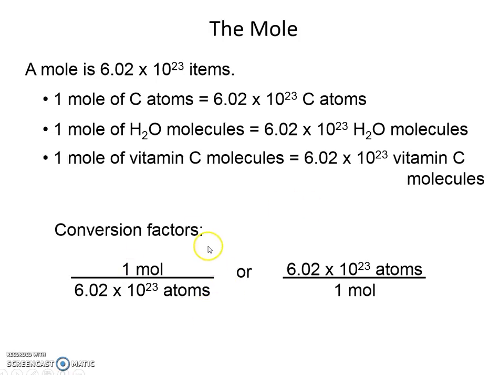Okay, these are equivalency statements, and remember that anytime you have an equivalency statement, you can write it as a fraction to do conversions. So I can either write 1 mole over 6.02 times 10 to the 23 atoms, or 6.02 times 10 to the 23 atoms over 1 mole. Notice what digit is with the mole? 1. What number is with atoms?